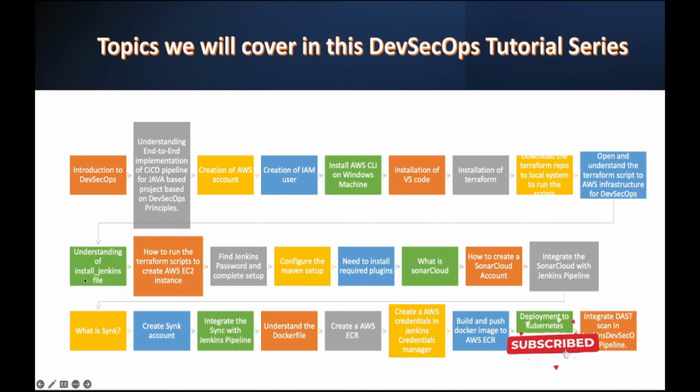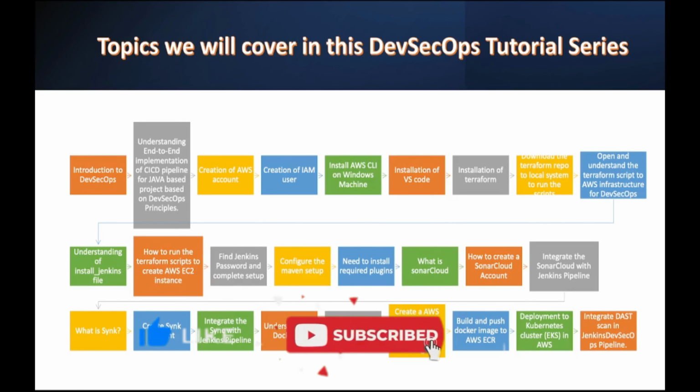Once it is done, we'll navigate to the EC2 instance, access it, and find the Jenkins URL. Then we'll find the password and complete the setup as well. Next we will configure the Maven setup, and then install some required plugins to build the DevSecOps CI/CD pipeline. After that, we'll see all the testing-related parts: what Sonar Cloud is, how to create an account, and how to integrate Sonar Cloud with the Jenkins pipeline. This covers Sonar Cloud instead of SonarQube.